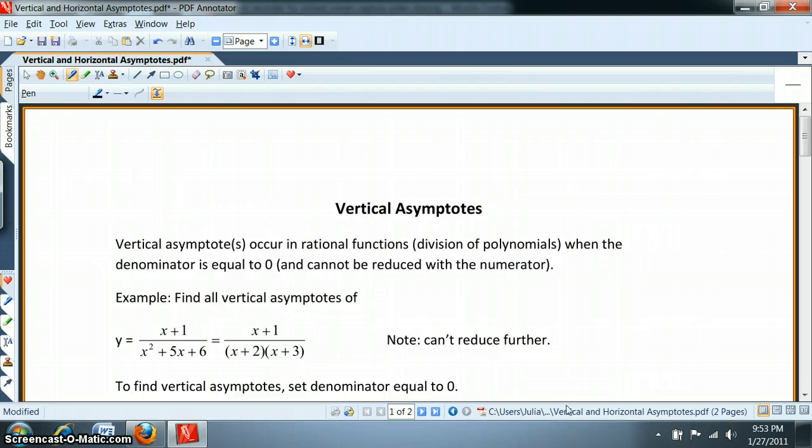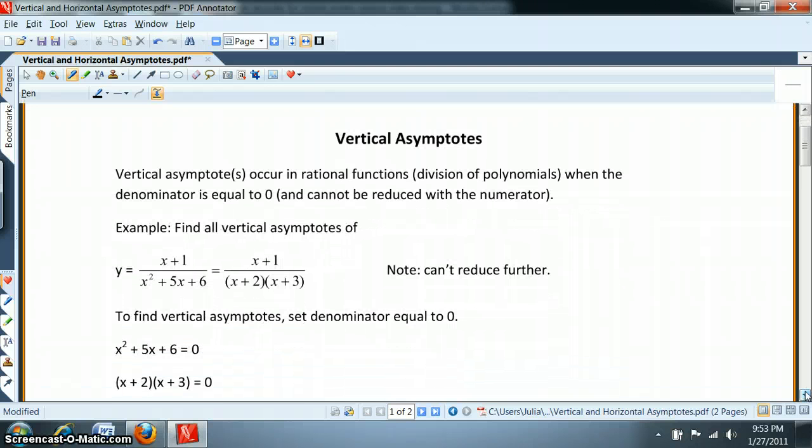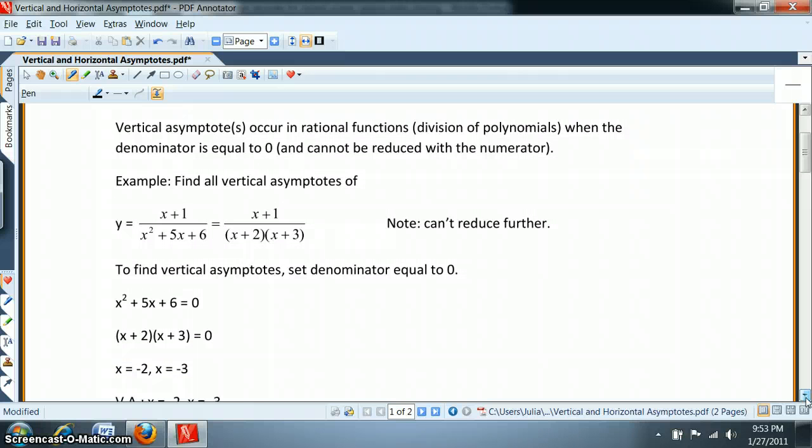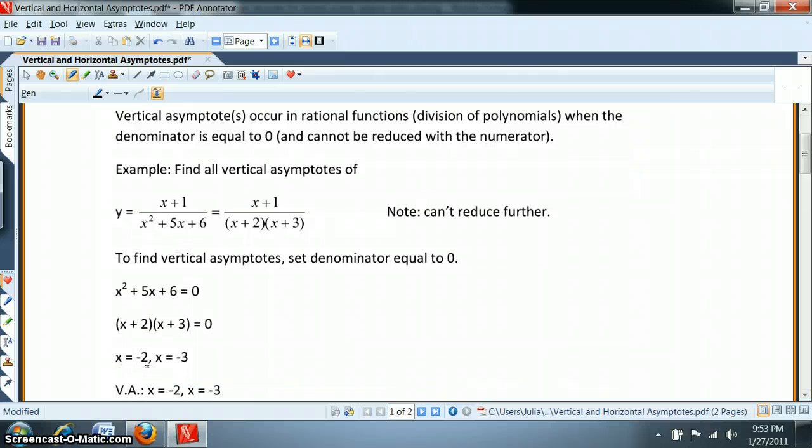And to do that, let's set the denominator equal to 0, which we do right here. Since we already know how to factor it, it's (x plus 2) times (x plus 3) equals 0, which means we can simply set each factor equal to 0, and we get two zeros, x equals negative 2 and x equals negative 3, and these are actually also equations of the vertical asymptotes. Do not forget your x equals, because this is the equation of the vertical line. So it would be x equals negative 2 and x equals negative 3. Now note, this function had two vertical asymptotes, simply because this was a degree 2 polynomial in the denominator.